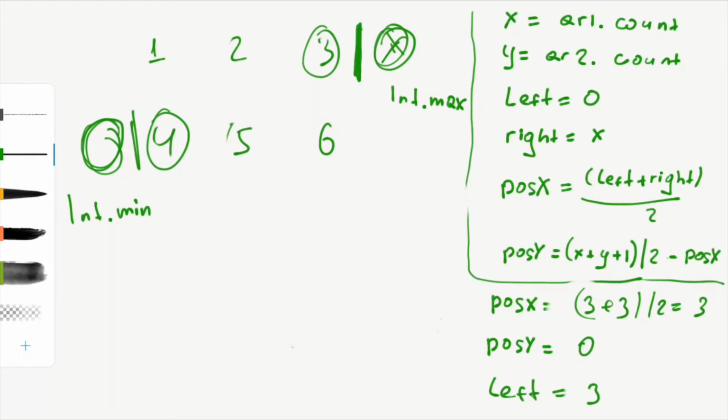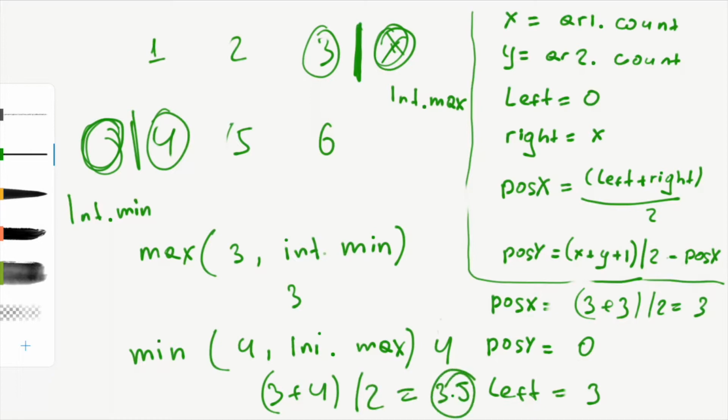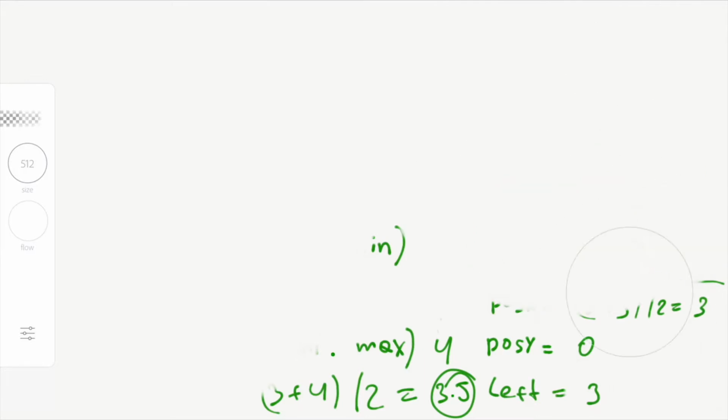When we found our split position, we will take the maximum between 3 and integer minimum. So the maximum is going to be equal to 3, and the minimum will be between 4 and integer max. So we will get our 4. So 3 plus 4 divided by 2 will be 3.5. So here's our answer. All right, hopefully it's understandable. Now let's move to our Xcode and implement this code.